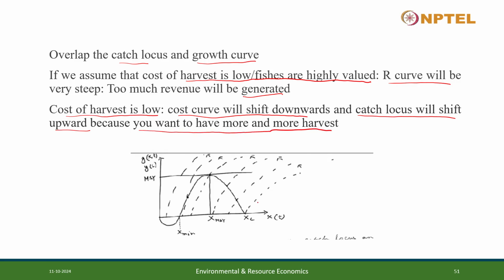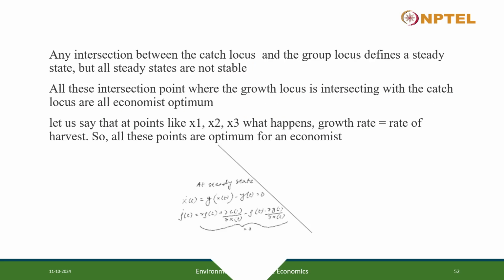So when the cost of harvest is lower, we are moving from 1 to 2, 2 to 3, 3 to 4. These are different curves, curve 1, curve 2, curve 3 and so on. These are different catch loci, and this graph is my growth graph. So I am trying to overlap all these points. Now economically, I have many points at which the optimal extraction is being done.